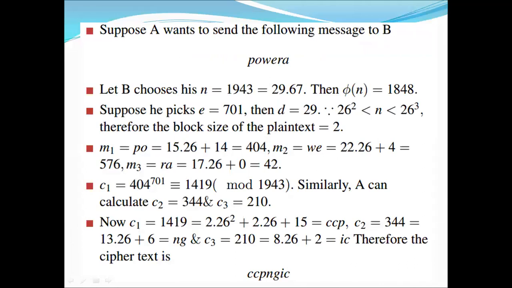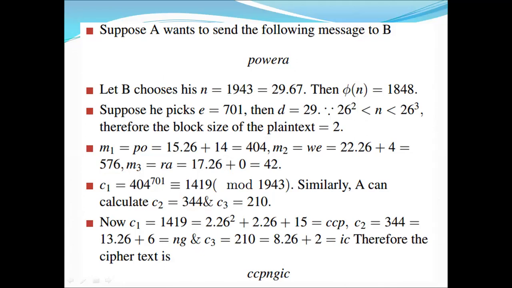Suppose A wants to send the following message to B. Then it should be calculated by using the values like n equal to 1943, which is 29 times 67, and then phi of n is equal to 1848. Suppose he picks E as 701, then D is equal to 29.